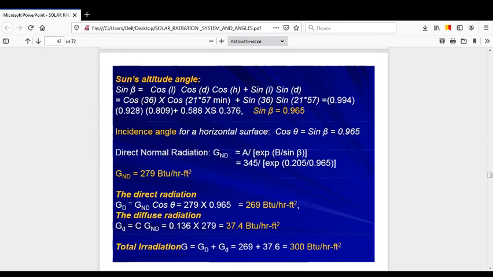Now the sun altitude angle, sin β = cos L cos D cos H + sin L sin D. Put all these values, then we calculate the sun altitude angle. Sin β is equal to 0.965. Incident angle for a horizontal surface, cos θ is equal to sin β, which is equal to 0.6965.